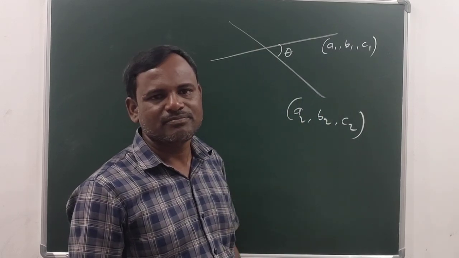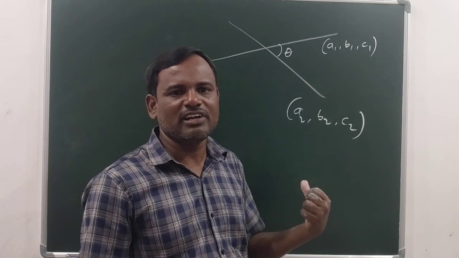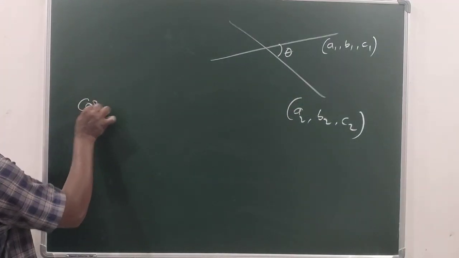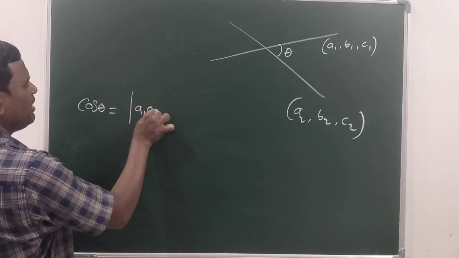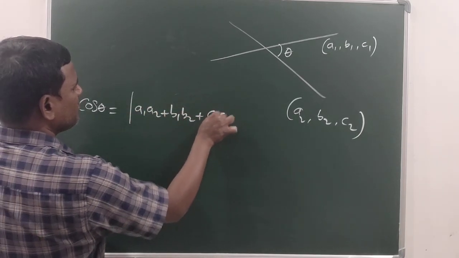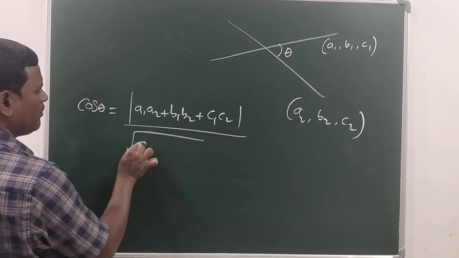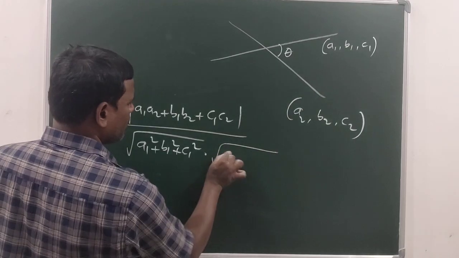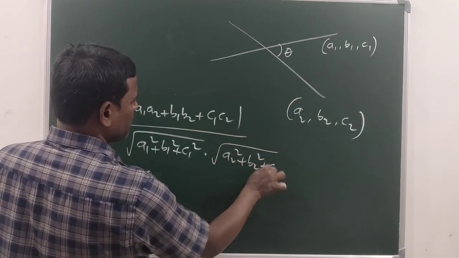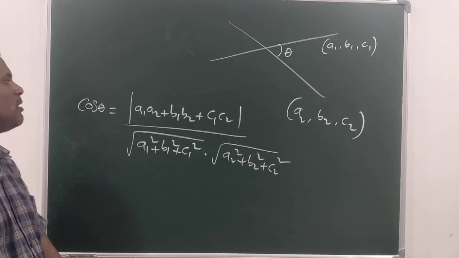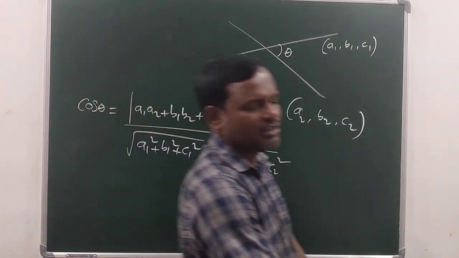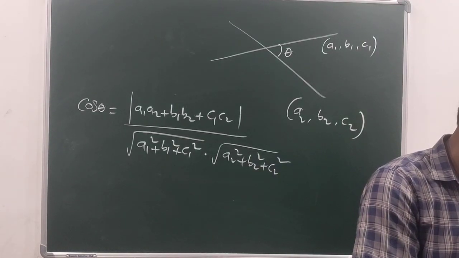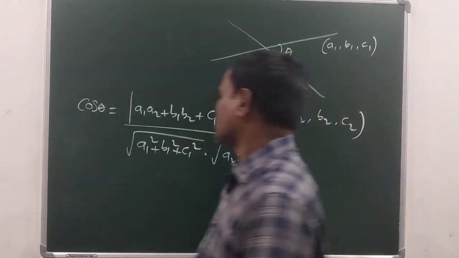Then apply the cos theta, which you learnt as mod of L1 L2 plus M1 M2 plus N1 N2. Otherwise, use this direct formula: cos theta is equal to mod of A1 A2 plus B1 B2 plus C1 C2, whole by root of A1 square plus B1 square plus C1 square into root of A2 square plus B2 square plus C2 square. Use this formula so that you will get the angle between the two lines whenever their DRs are given. Okay students, right?